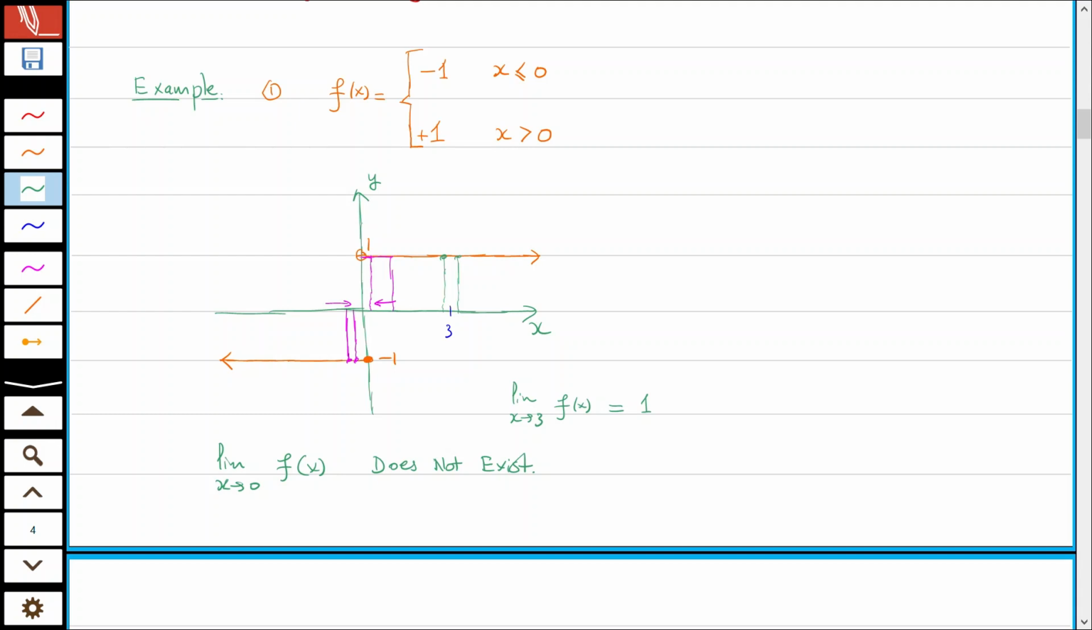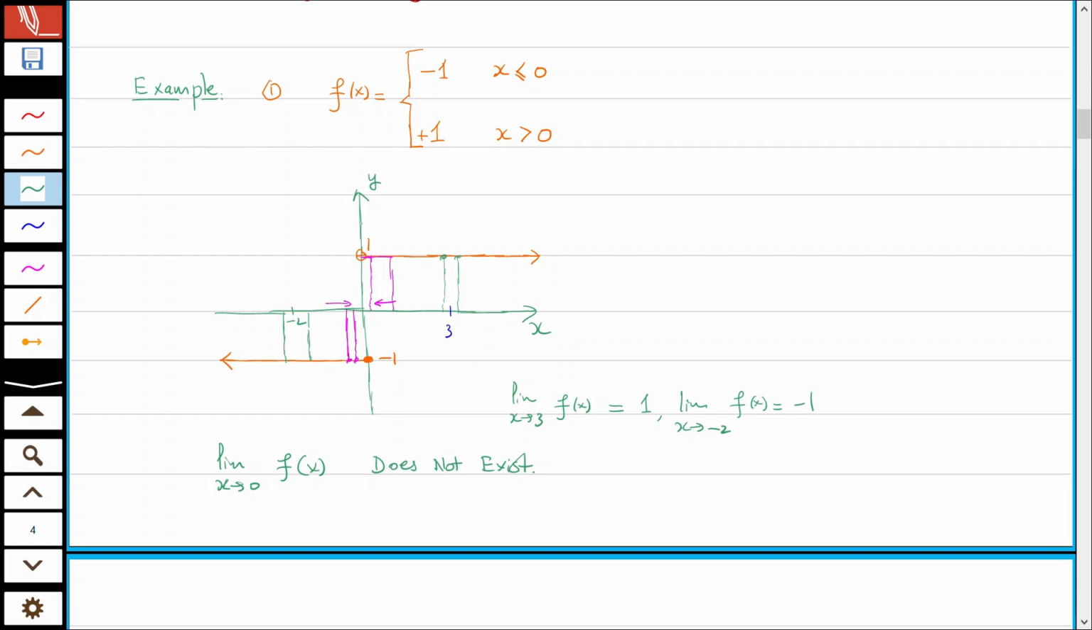And if you take any negative value, for example, the limit as x approaches negative 2 of f of x, that would be equal to negative 1. If this is negative 2, from both sides, you're always at the value negative 1. We don't have any problem around negative 2. The function jumps as you move around the value x equals 0, so the limit does not exist there.